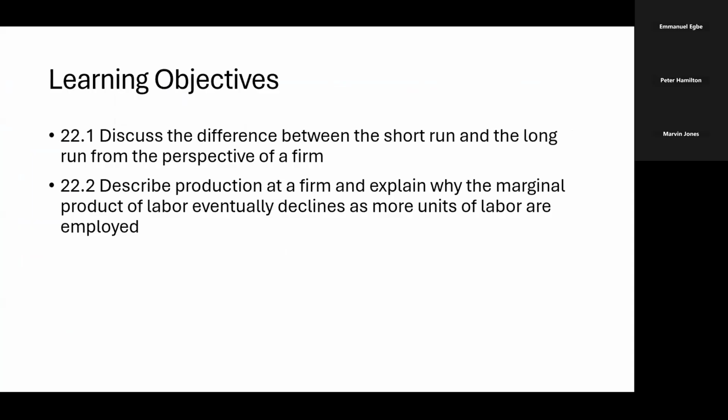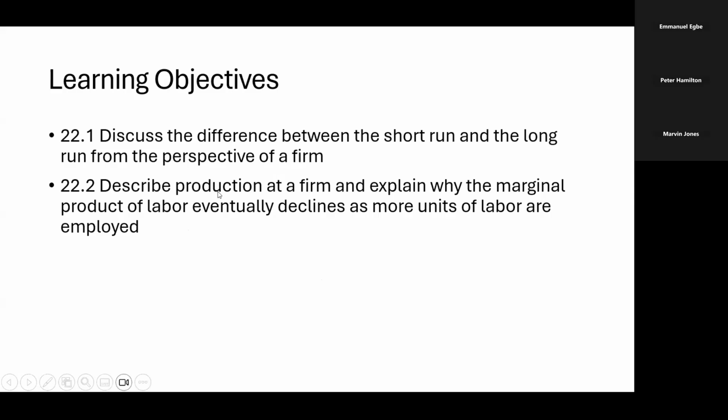And our objective would be to understand the framework under which firms make decisions. And the basic framework will, of course, be the free market environment. And within this, a firm will consider short run and long run implications. And so part of our objectives in this class will be to discuss the difference between short run and the long run.